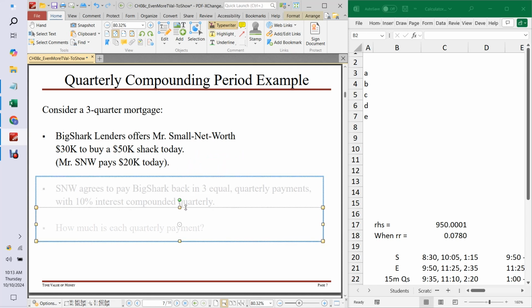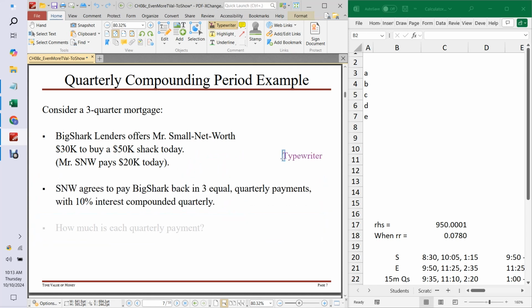So the details of this contract, if Mr. Small Net Worth accepts it, are he's going to pay back, so he's got this $30,000, he's going to in return make them 3 equal quarterly payments with 10% interest compounded quarterly. Sounds like the other deal, but better. The other lender was charging 10%.